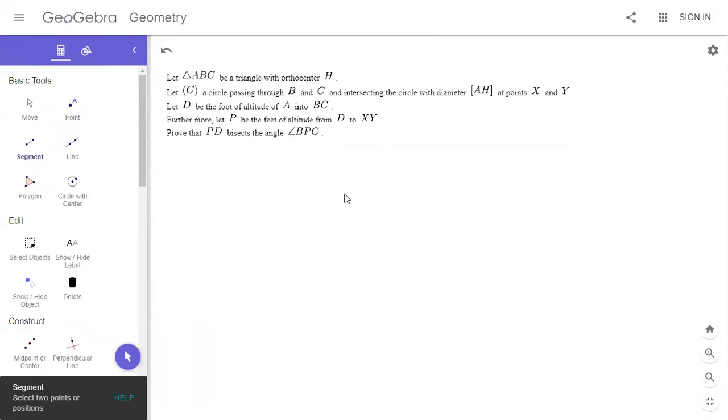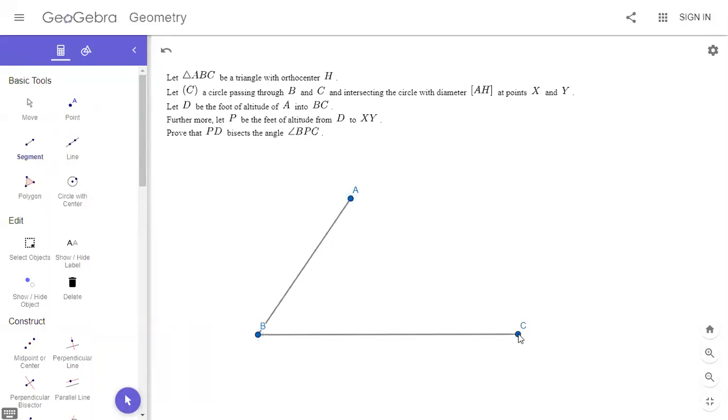So ABC is a triangle with orthocenter H.